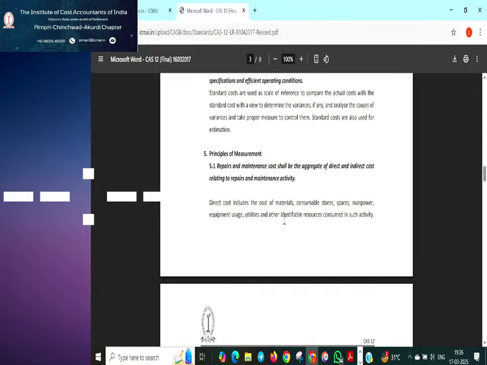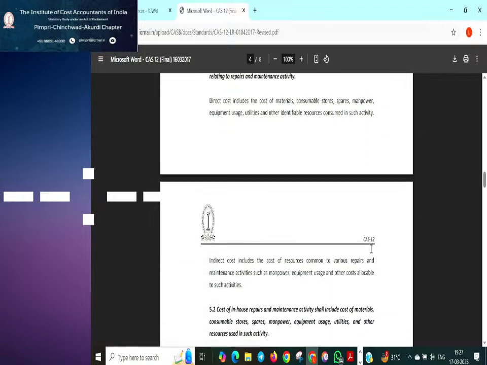principles of measurement. Okay. So if you look at repairs and maintenance cost, it shall be the aggregate of both direct and indirect cost relating to the repairs and maintenance activity. Direct cost include the cost of material, consumable stores, spares, manpower, equipment usage. Okay. And then the indirect cost, and other identifiable resources which are consumed.